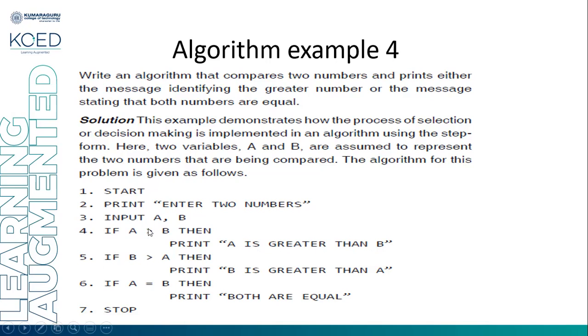If the condition is false, we check if B is greater than A. If this condition is true, then we print B is greater than A. Otherwise, if A and B are equal, we print both are equal. So this algorithm checks whether A is greater than B, or B is greater than A, or A is equal to B. Based on this, the algorithm prints the result. Step 7 is stop.